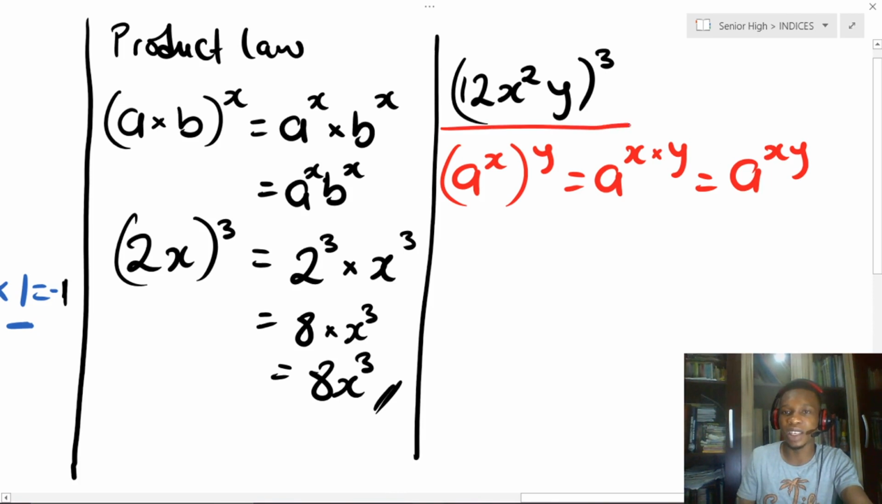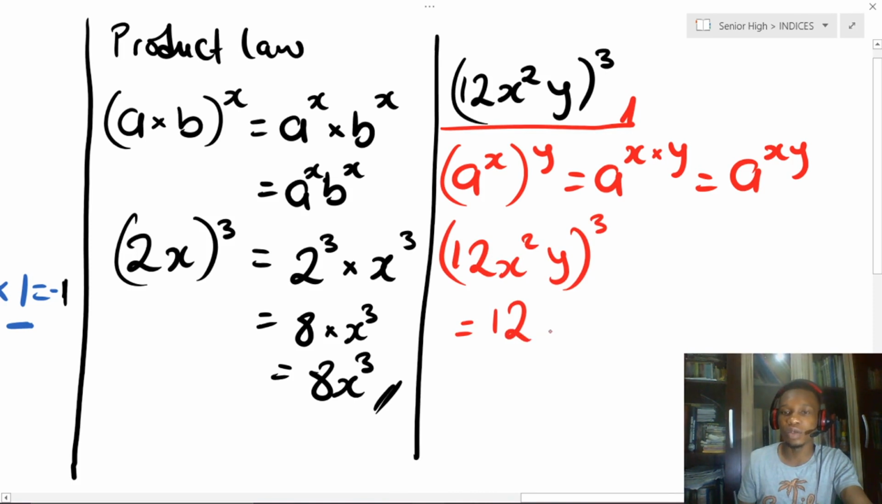Therefore, in this particular case where they gave us 12x squared y, and we are told this is raised to the power of 3, the answer will be what? 12 raised to the power of 3. Let's take it step by step. And 12 raised to the power of 3, x raised to the power of 2, because see what happens here, when it opens, it multiplied the power, so it will be 2 times 3, and y raised to the power of 3.